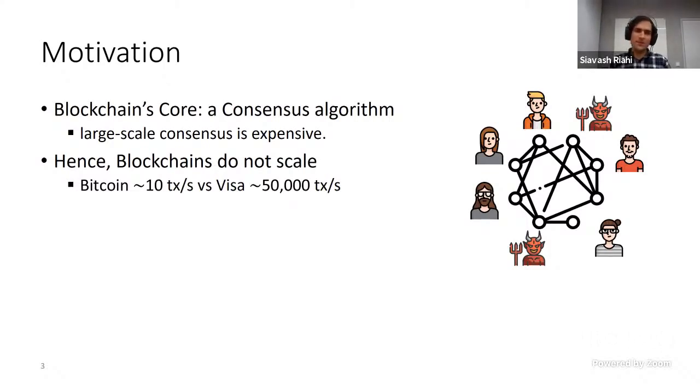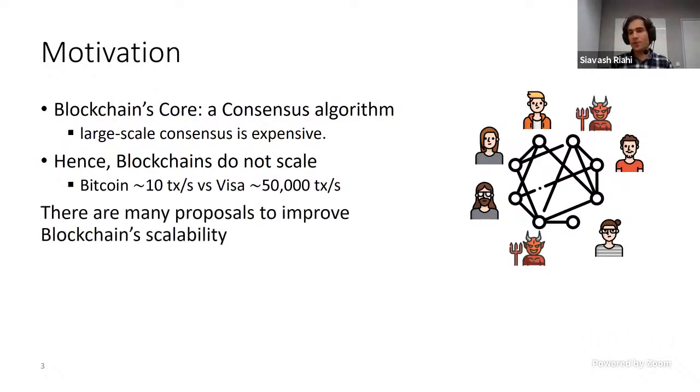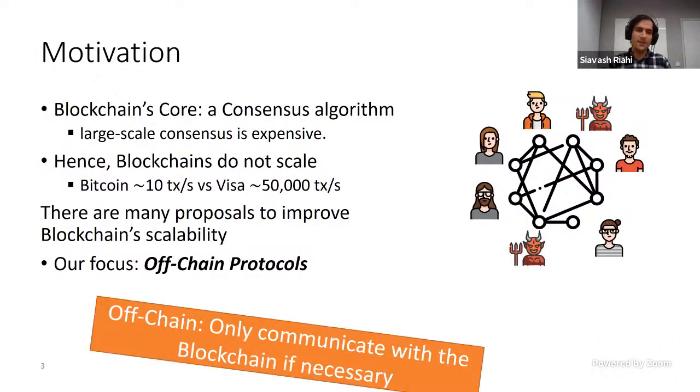And people have been thinking and proposing solutions in order to improve blockchain scalability. And one of the more recent proposals, and also the focus of this work, is off-chain protocols. And by off-chain, I mean that parties only communicate with the blockchain if it is necessary, and they try to keep their communication with the blockchain to a minimum. More specifically, we analyze a class of off-chain protocols called plasma protocols.